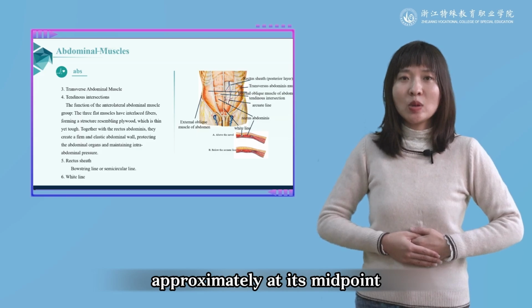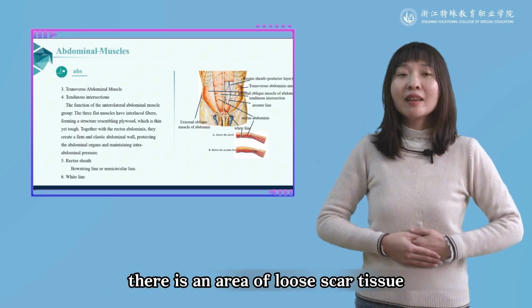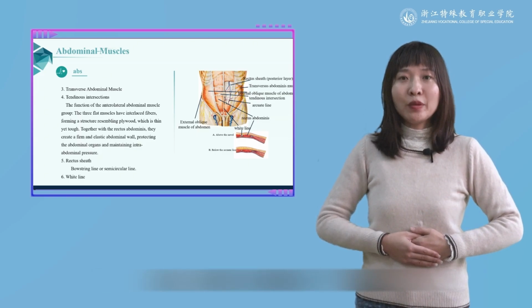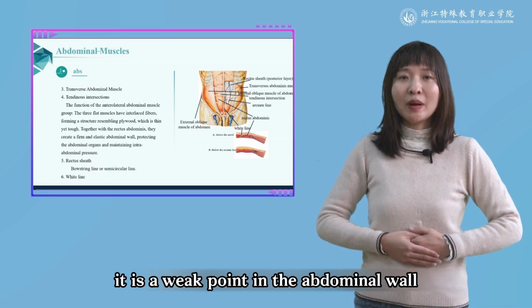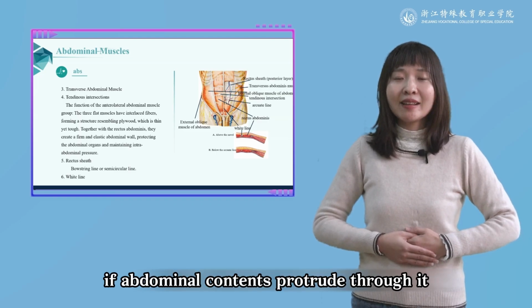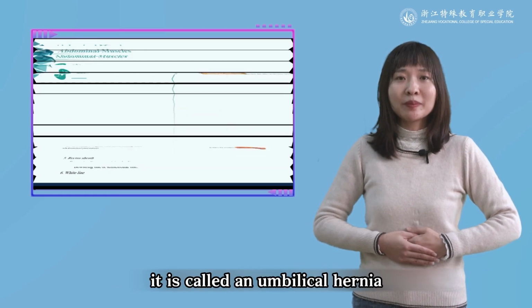Approximately at its midpoint, there is an area of loose scar tissue called the umbilical ring. In the fetus, the umbilical vessels pass through this ring. It is a weak point in the abdominal wall. If abdominal contents protrude through it, it is called an umbilical hernia.